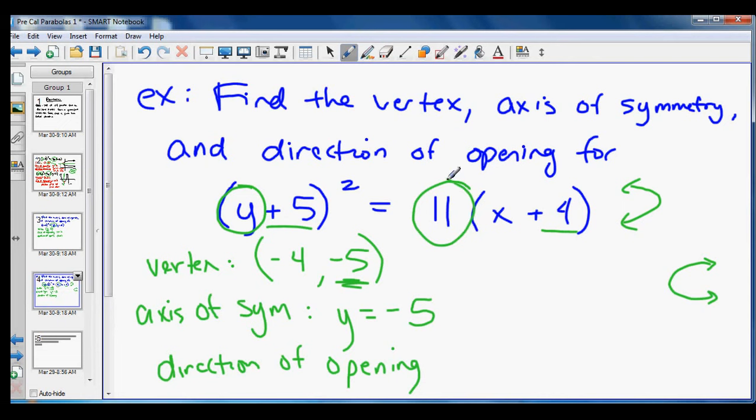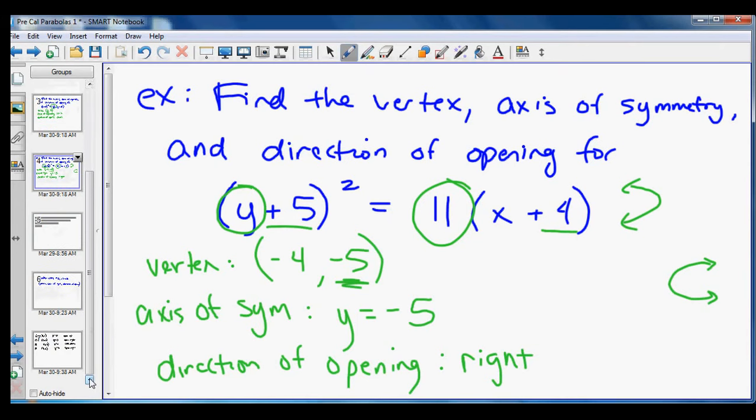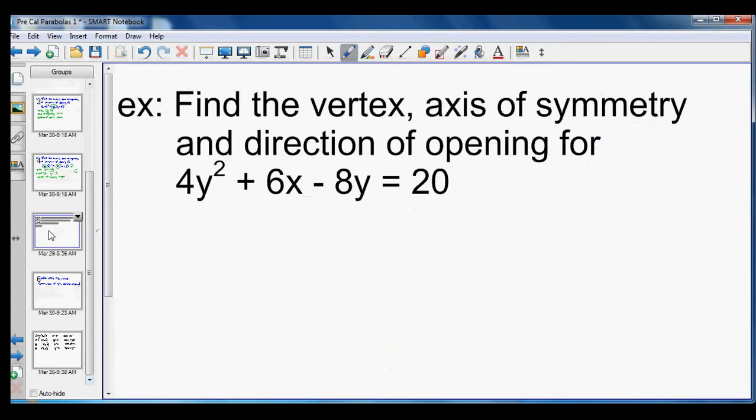Alright, one more thing. Find the vertex, the axis of symmetry, and the direction of opening for this one. You notice this one is not written in standard form, so we're going to have to rewrite it in order to be able to find the vertex, the axis of symmetry, and the direction of opening. So I want to give you a moment to write this down, and then we'll work at it.